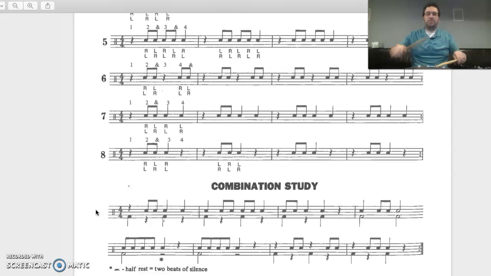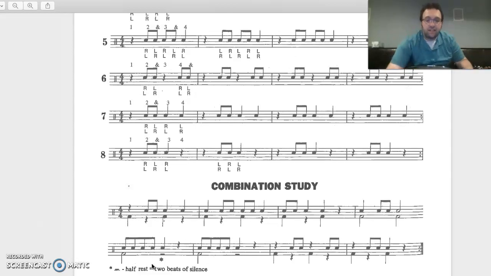2 and 3 and 4, and 1 and 2 and 3 and 4, and 1 and 2 and 3 and 4 and 1 and 2 and 3 and 4 and 1 and 2 and 3 and 4 and 1 and 2 and 3 and 4 and 1 and 2 and 3 and 4 and 1 and 2 and 3 and 4 and. Okay, that's the combination study.